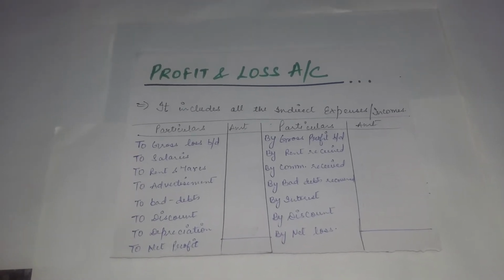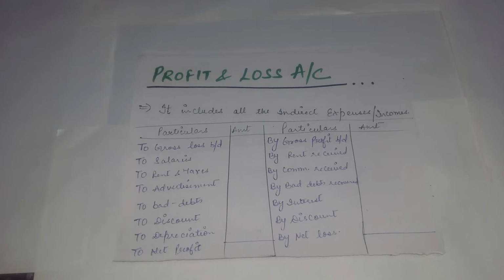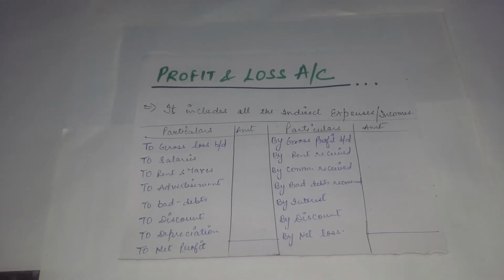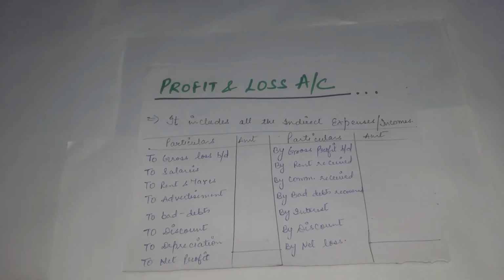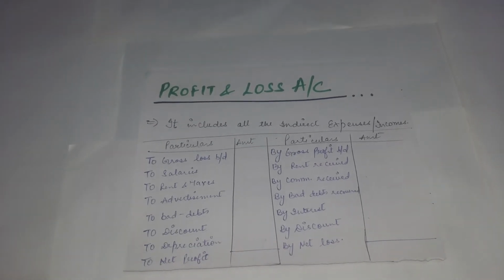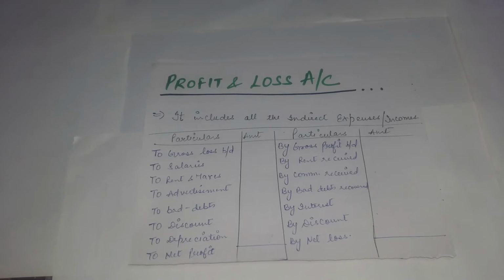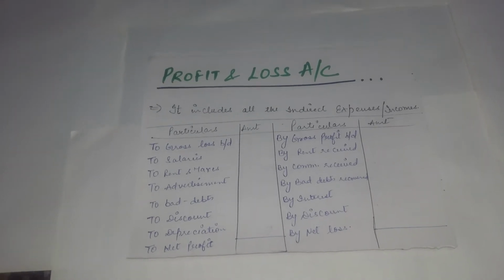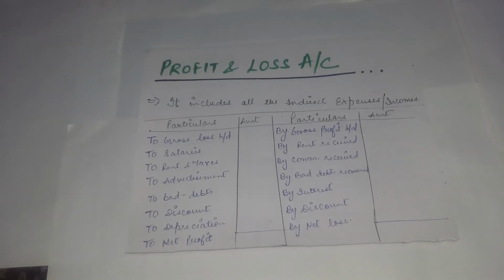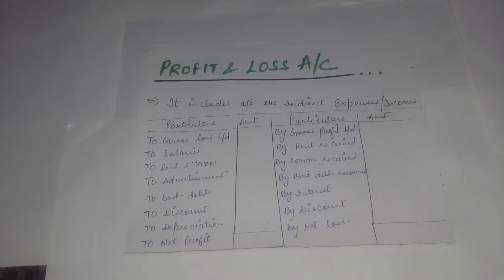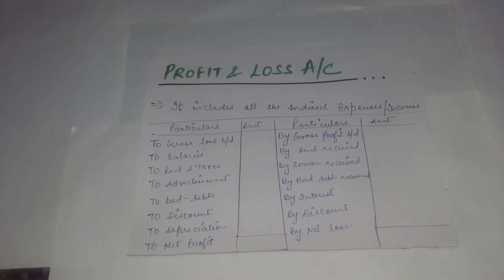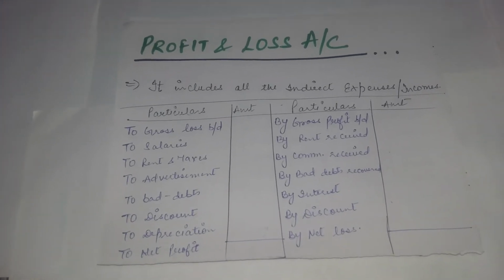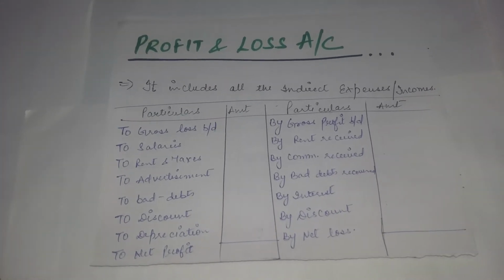We have gross loss and gross profit. If you have a gross loss in your trading account, it will be shifted to the debit side of the P&L account, and vice versa. If you have a gross profit in your trading account, it will be shifted to the credit side of the P&L account. Very important point to be noted. Okay, on the debit side we will include salaries, rent and taxes, advertisement, bad debts, discount, depreciation, etc.